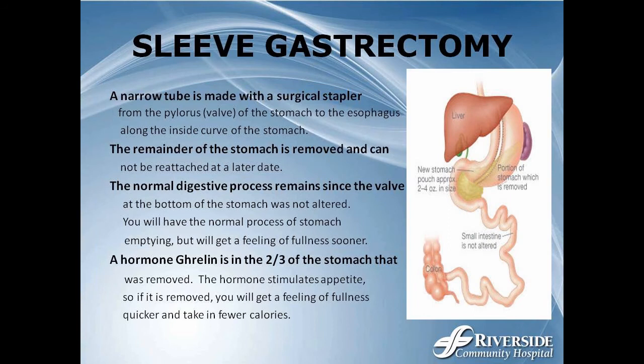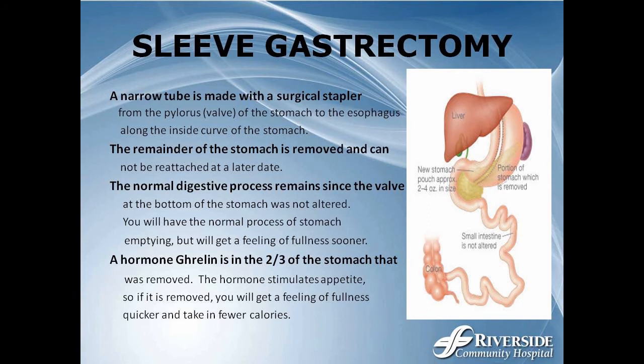The next procedure is the sleeve gastrectomy. A narrow tube is made with a surgical stapler from the pylorus valve of the stomach to the esophagus along the inside curve of the stomach. The remainder of the stomach is removed and cannot be reattached at a later date. The normal digestive process remains since the valve at the bottom of the stomach was not altered.